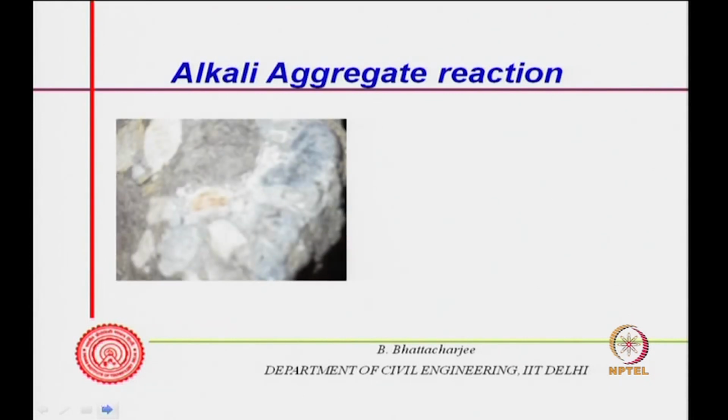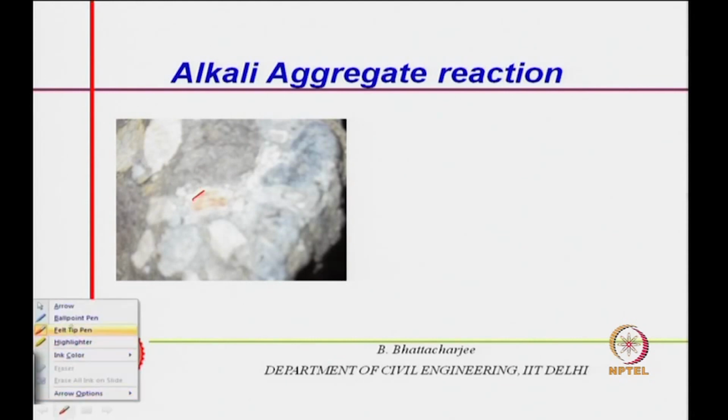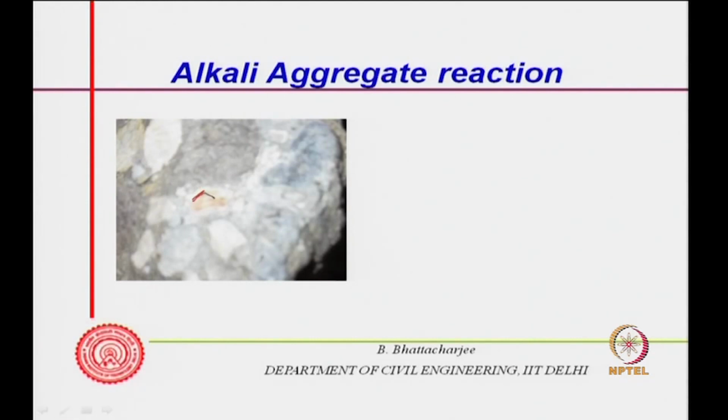Some more examples. Now, what happens? You have the aggregate, and you can see surrounding the aggregate, this is the original aggregate, and around it there is white gel formation. Similarly, this was the original aggregate, and there is white gel formation all around it. So, you can see the gel surrounding each aggregate. This is a broken piece of the concrete, and from this you can find gel formation occurring.